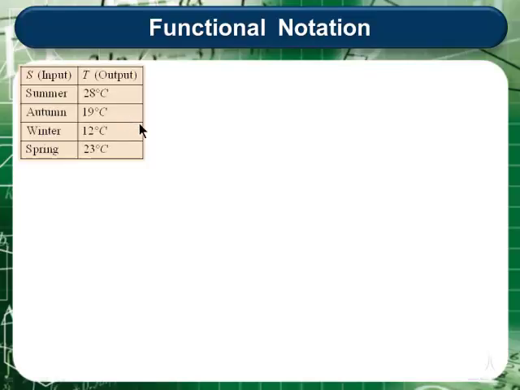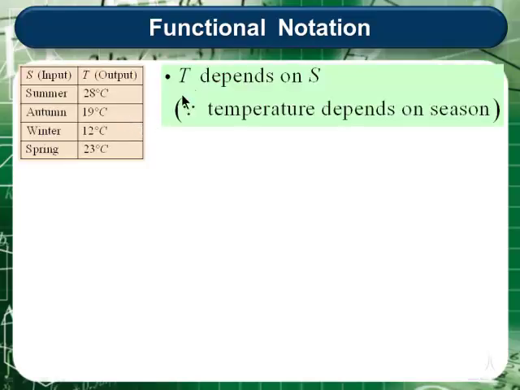What do we mean by functional notation? Now, this simply means that if you are dealing with a function, there are certain notations that are applicable. There are certain ways in which we can write or record these findings properly. Again, let's look at our example. We say here that the temperature depends on the season. Therefore, the temperature is dependent on the season. So the temperature is a function of S, or T is a function of S.